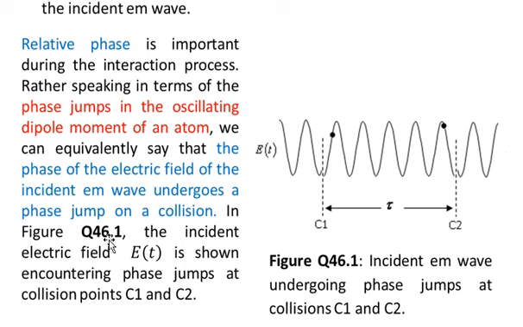In figure question 46.1, the incident electric field E of t is shown encountering phase jumps at collision points C1 and C2. The caption is: incident electromagnetic wave undergoing phase jumps at collision points C1 and C2. The collision points are separated by time tau, and you see that there is a discontinuity in the electric field at the position of the collision, and this discontinuity gives rise to the phase jumps.